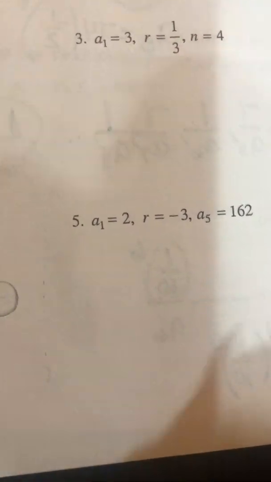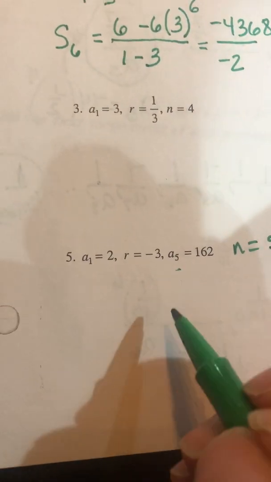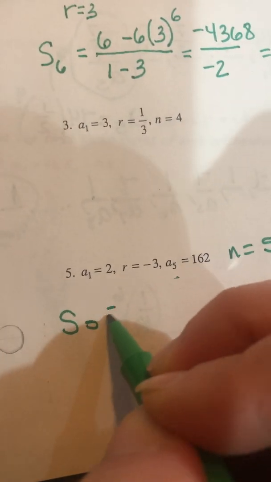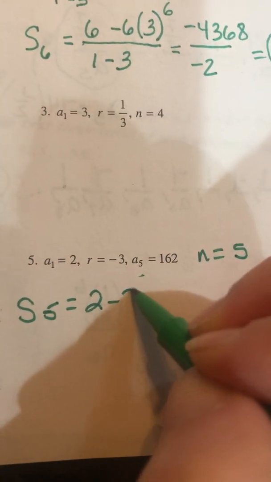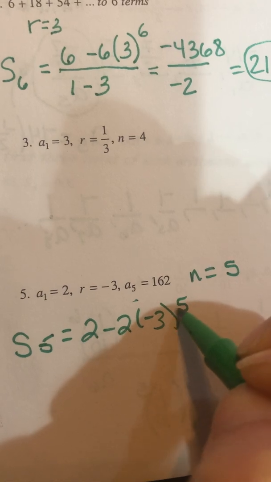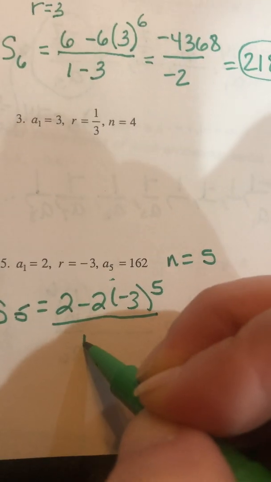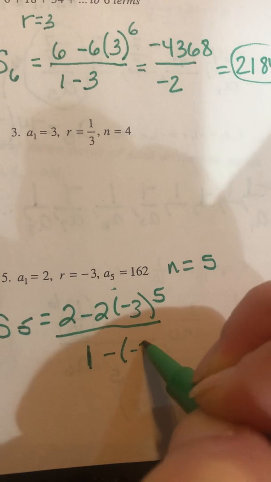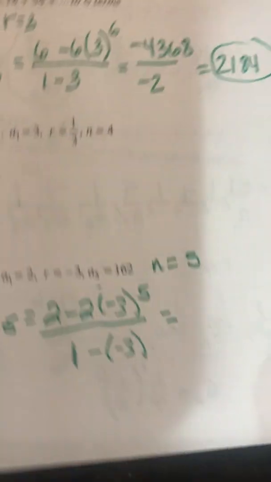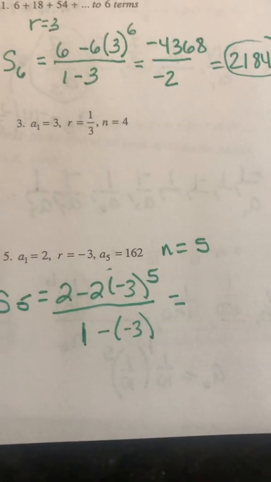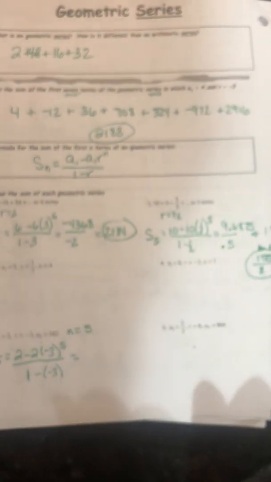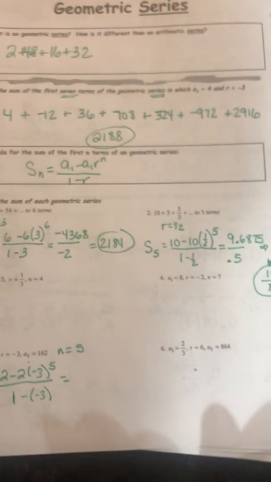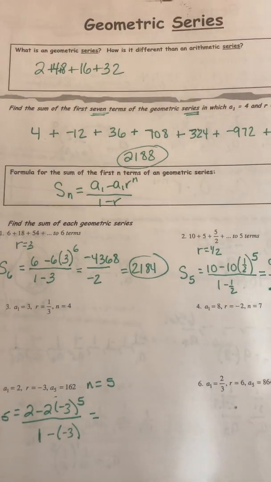The n is 5 because it said a sub 5. So the sum of the first 5 terms would be a sub 1 minus a sub 1 r to the n over 1 minus r. It's kind of the same thing each time. Just be careful, 1 minus negative 3. I don't have that answer in front of me. You could just plug that one in your calculator. So the sum formula is a more complicated formula, but you just plug everything in and type it in your calculator, maybe change to frac, and then you're good. All right, so that's geometric series.